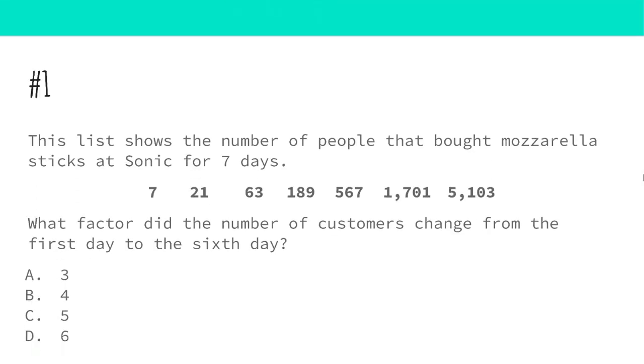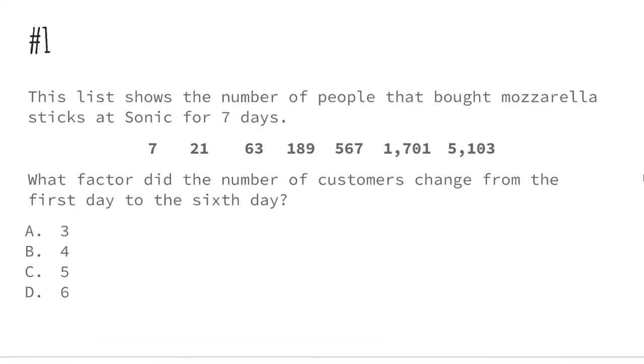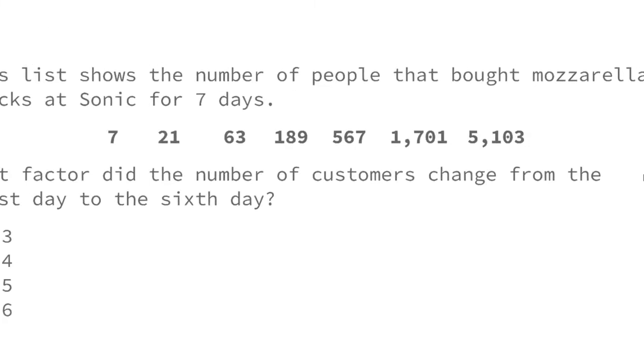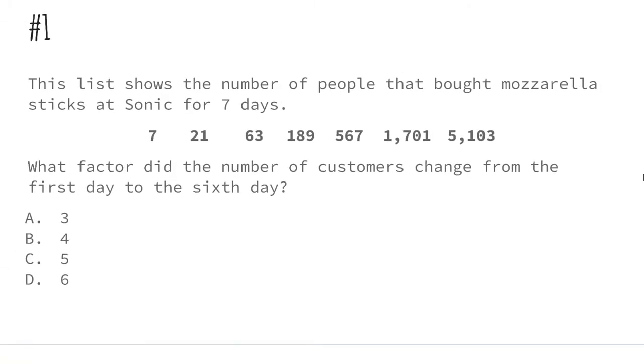So here we go. Number 1, it says, the list shows the number of people that bought mozzarella sticks at Sonic for 7 days. What factor did the number of customers change from the first day to the 6th day? So we're looking at these numbers, and we've got to figure out what factor it changed from. So remember, factor means we're multiplying, okay? So we're going to try to figure out how do I get from each number. So each time I jump to a new number, I've got to be multiplying by something.